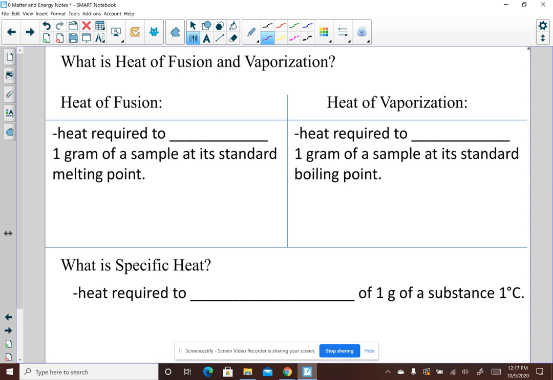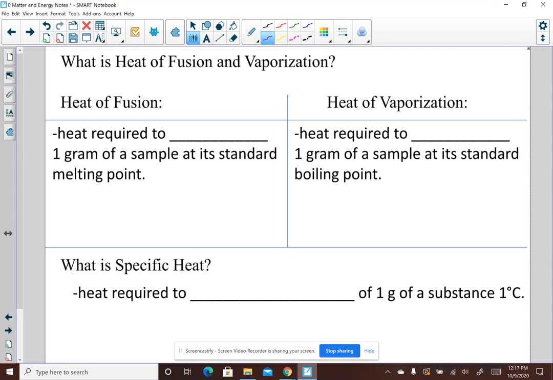So like I had mentioned in the last video, we don't have an instrument that can measure how much heat a substance has. So we can take different measurements and put them into these formulas and we can calculate how much heat something has. So before we talk about what the formulas are, we need to talk about what heat of fusion and heat of vaporization are.